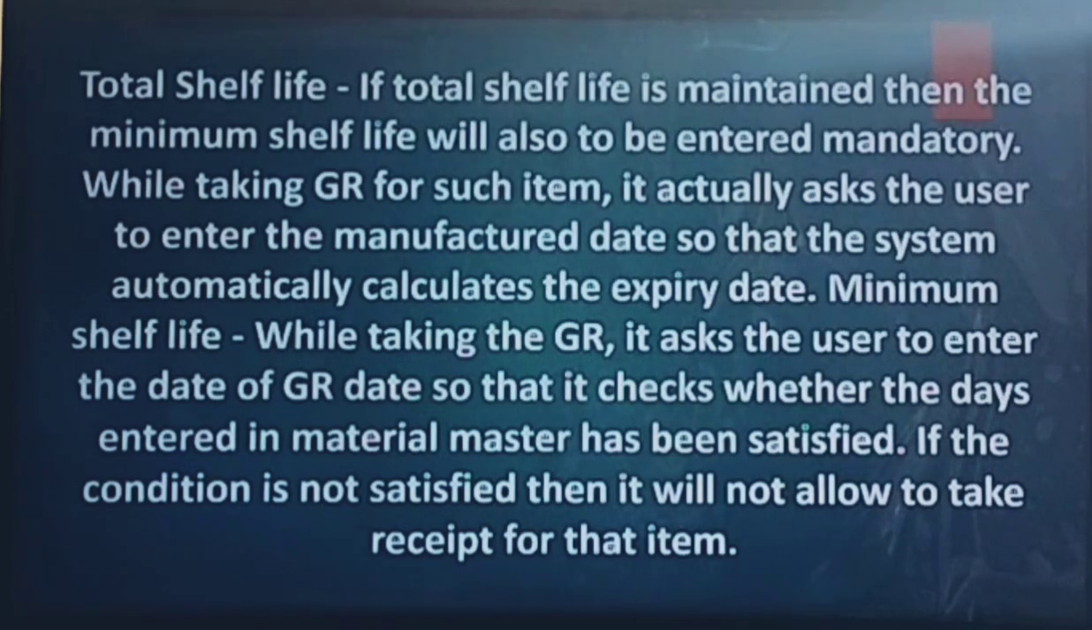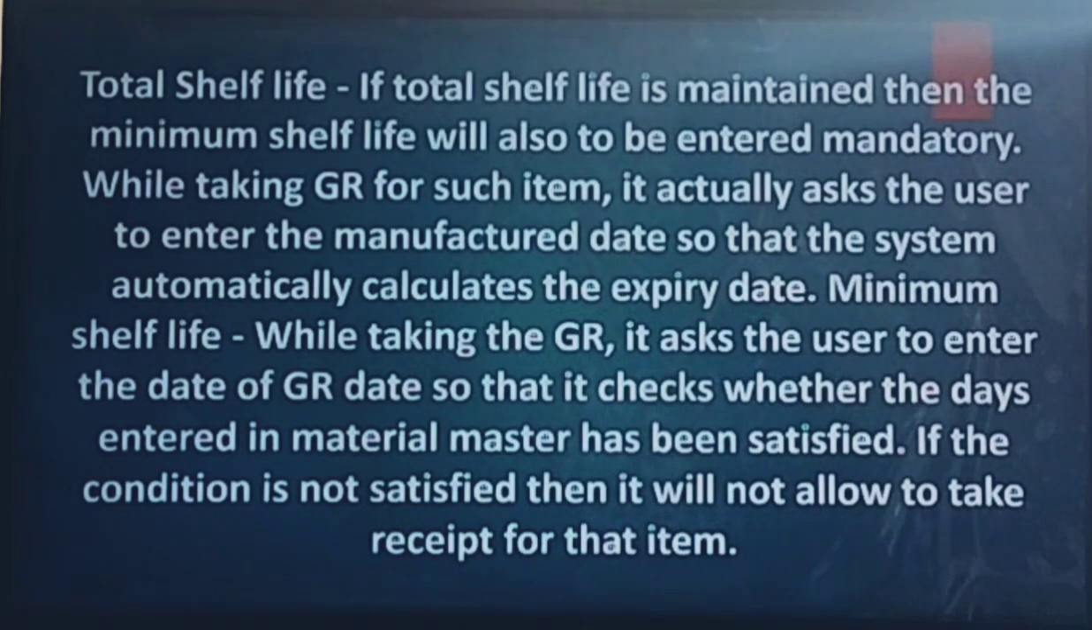Total shelf life: if the total shelf life is maintained, then the minimum shelf life will also be entered. It's mandatory. While taking the GR of such an item, the system asks the user to enter the manufacturing date so that it automatically calculates the expiry date of that product. Minimum shelf life: while taking the GR, it asks the user to enter the GR date so that it checks whether the days entered in the material master have been satisfied. If this condition is not met, it will not allow you to take the receipt of that particular item.